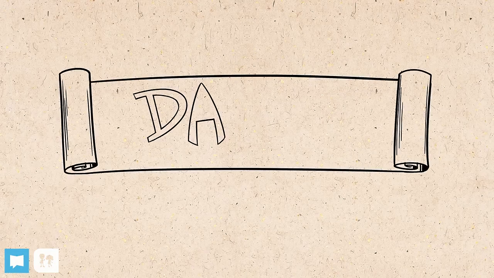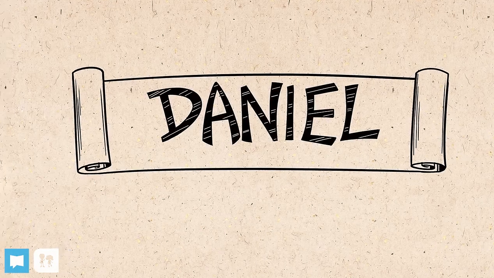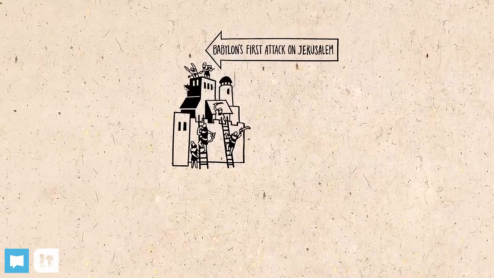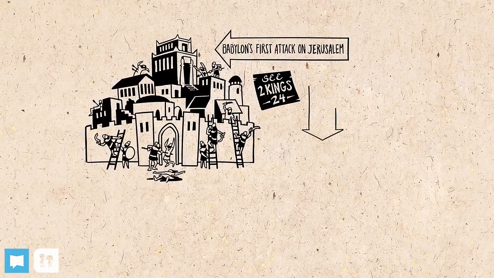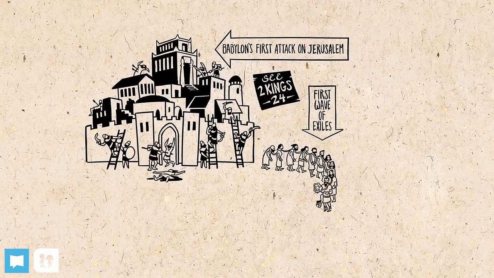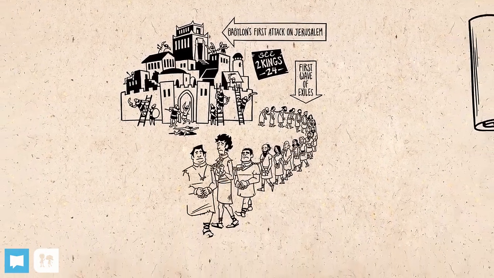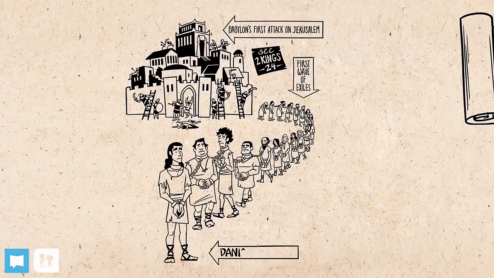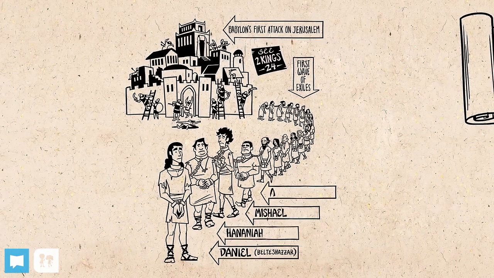The Book of Daniel. The story is set right after Babylon's first attack on Jerusalem, when they had plundered the city and its temple and taken a wave of Israelites into exile. Among them were four men from the royal family of David: Daniel, who's later named Belteshazzar, and his three friends, who you probably know by their Babylonian names, Shadrach, Meshach, and Abednego. This book tells of their struggles to maintain hope in the land of their conquerors.